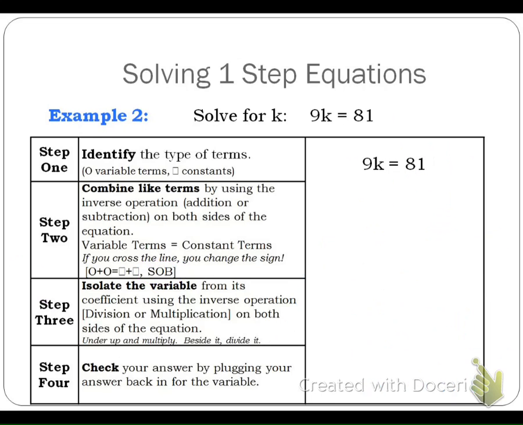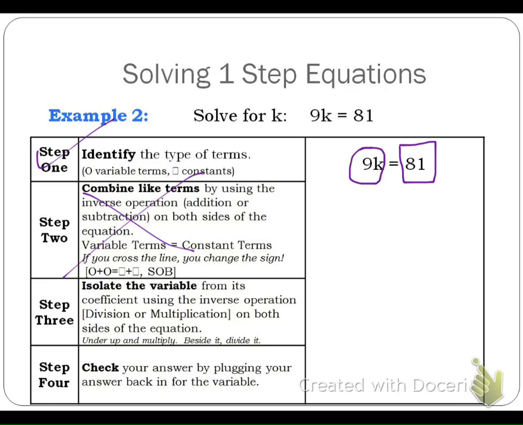Looking at the next problem. First thing, identify your terms. So let's circle our variable terms. We only have one. And put a square around any constant terms. In 81, we only have one. So we finished step 1. Step 2, we need to combine any like terms. Do we have any like terms to combine? No. So we get to skip that step.